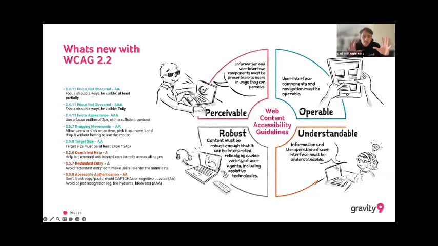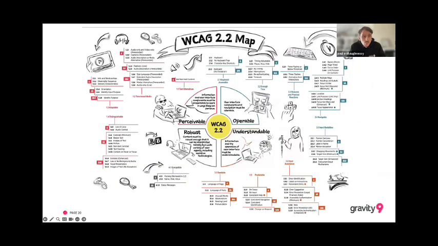Now here we have an extended map of the WCAG with all the different 86 criteria on it. This was created by Entopia. It's an interesting map to look at to give you context of all the different criteria and how they relate to each other. Give it a look. It's interesting.